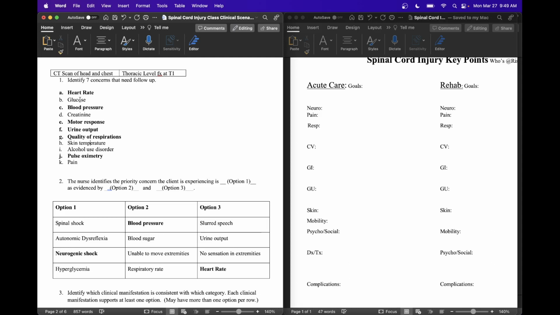If you had the choice between a heart rate being bradycardic, let's focus. If you have a choice between a heart rate being bradycardic or blood sugar being high, which one are you gonna pick? Heart rate. What are you going to pick? The heart rate. Absolutely, the heart rate.